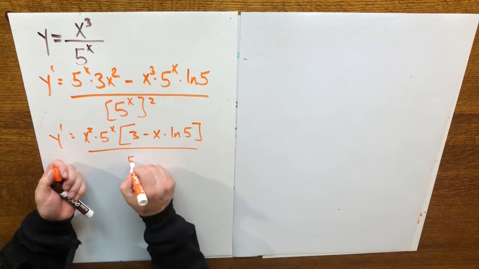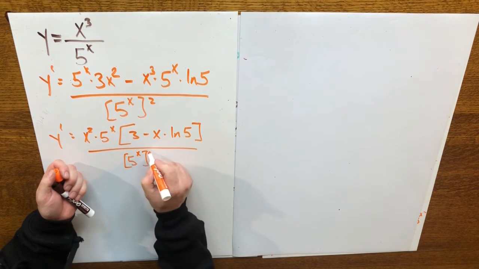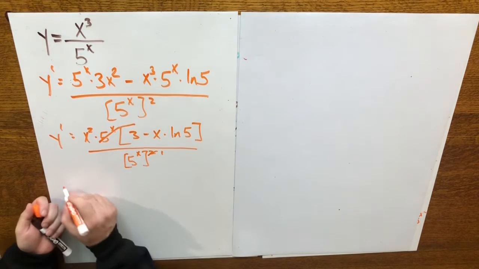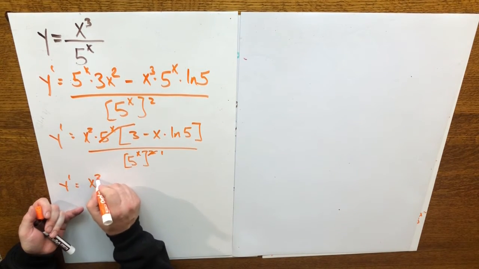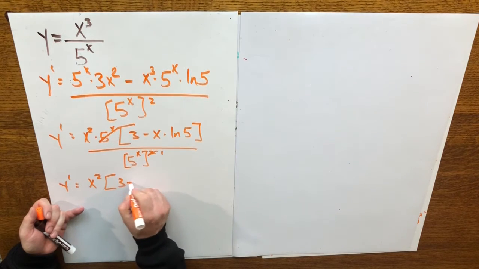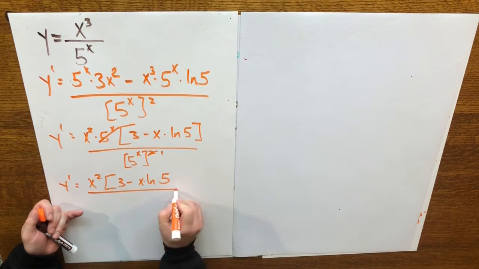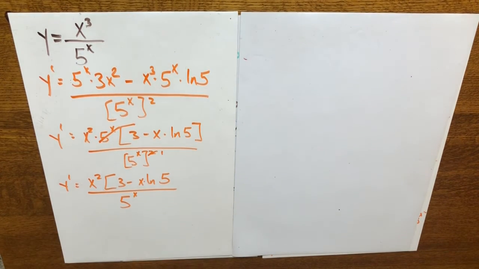all over 5 to the exponent x all squared. This one we can cancel with this one, and we're left with y prime equals x squared times 3 minus x ln 5, all over the denominator of 5 to the x.